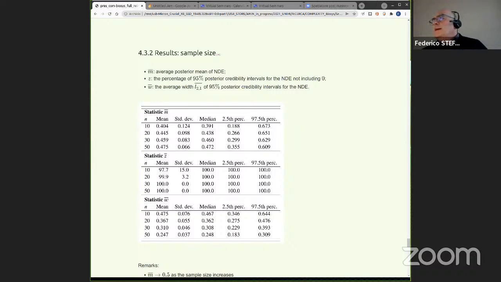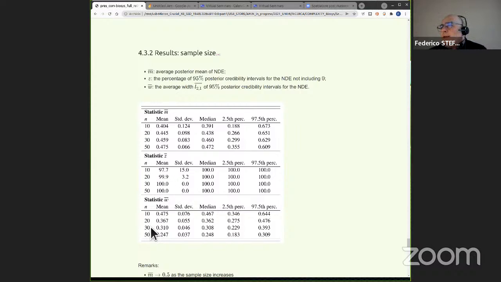So here we see that when n increases towards 50, M bar is going towards 0.5. No wonder that the average is not equal to 0.5, because we are using informative prior distributions, and therefore some distortion is expected at small sample sizes. Only when the sample size diverges does unbiasedness come out. About Z bar, we see that from n equal to 10 and above, often the null value is not included in the posterior credibility intervals, and this is a nice feature.